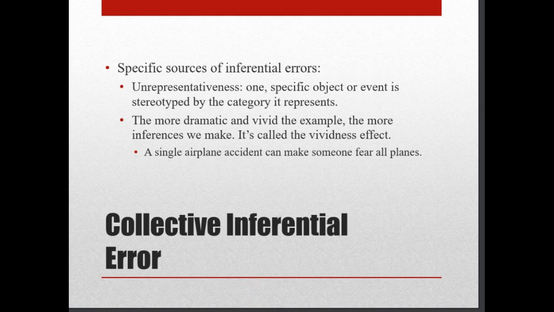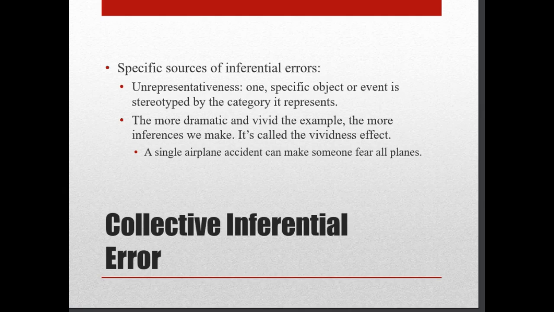A couple places where these errors can come from. One is called unrepresentativeness. I can never say that word correctly. Unrepresentativeness. And basically it's where one object is stereotyped by the category it represents. So this is where stereotypes or racism comes from, where we say, oh, you belong to this race or you are this gender, so you represent all women or all men or all people of this race, right? And that's not true.